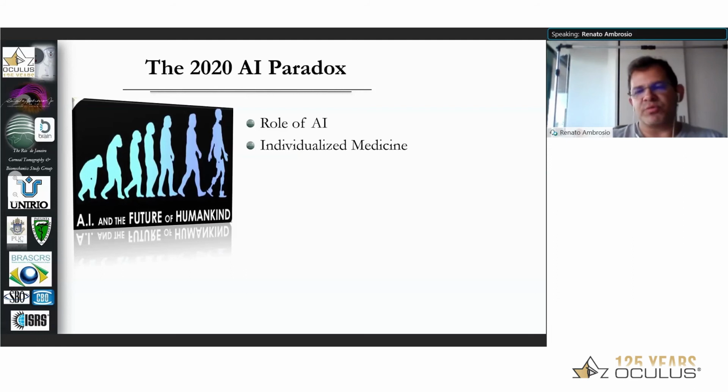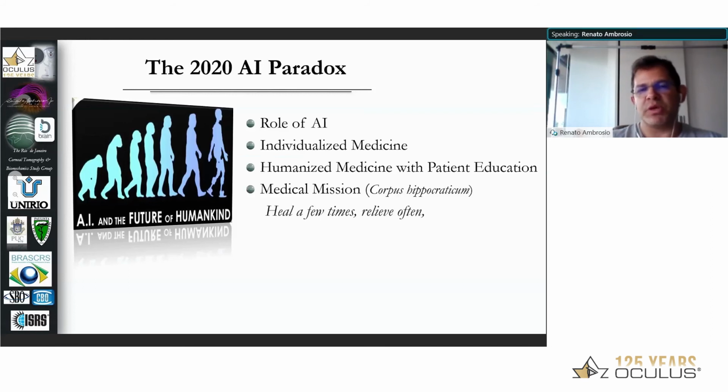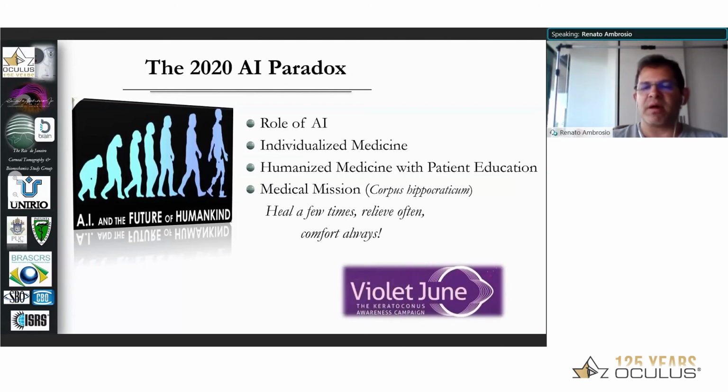When we consider the paradox of AI, AI is very important for ourselves today. We have AI in our smartphones. We have AI everywhere in our lives. Individualized medicine will benefit from AI, but we still need to have humanized medicine, and patient education is a must.